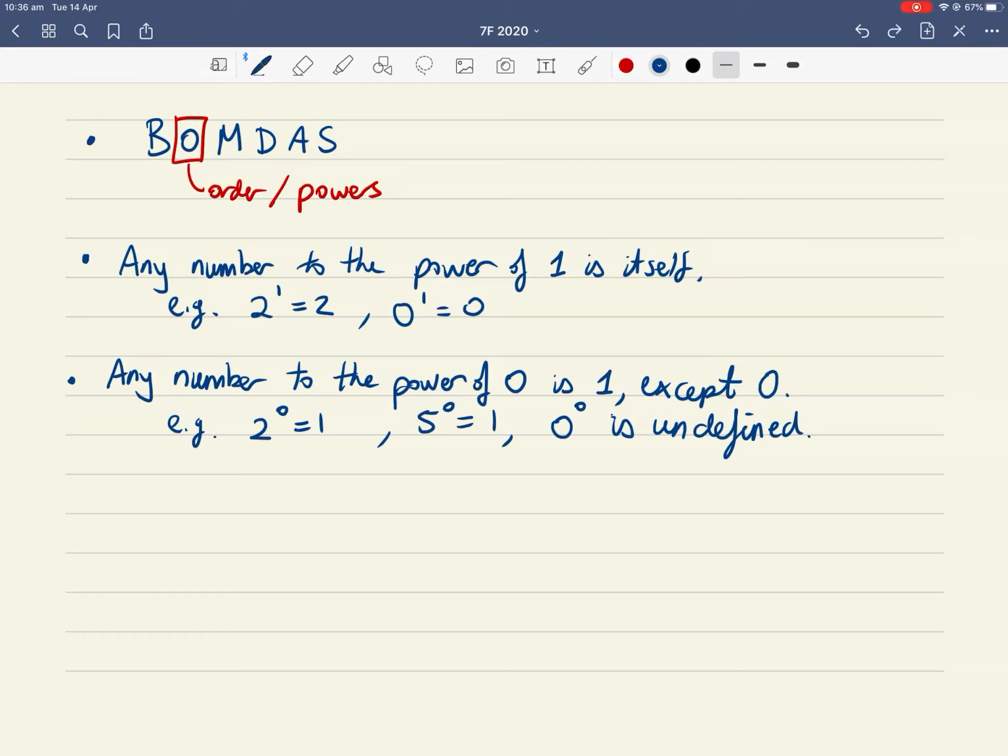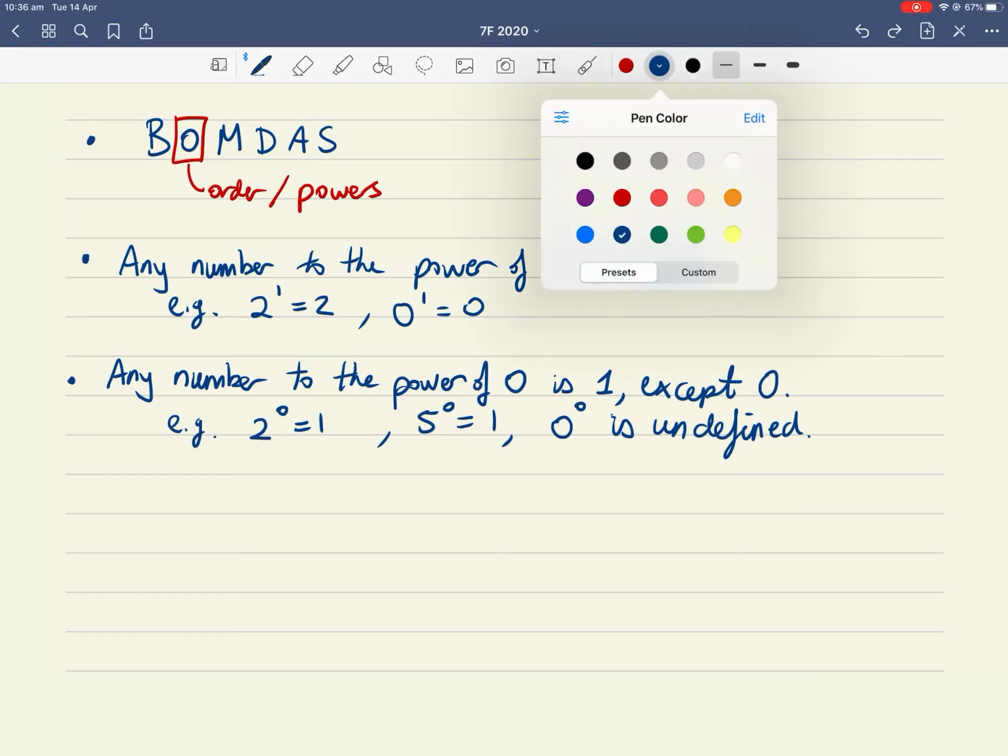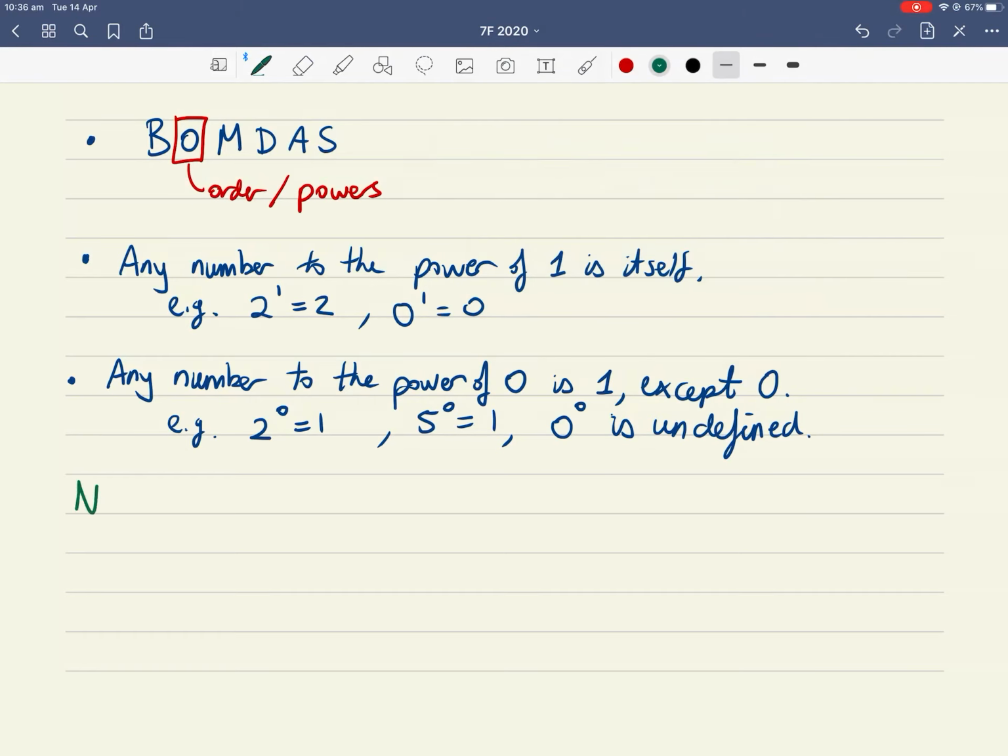Another thing to note are common mistakes from students in exams. So I'll write this in a different color. Many students in exams think that 2 cubed, or 2 to the power of 3, is the same as 2 times 3. It is not the same. It is not equal. Why?